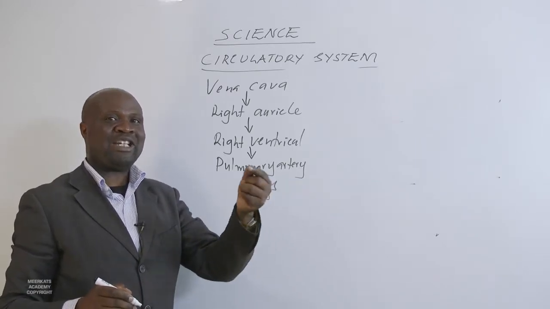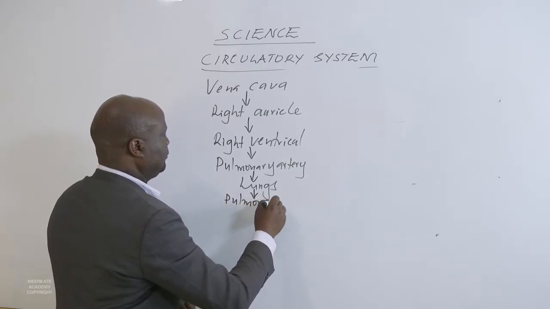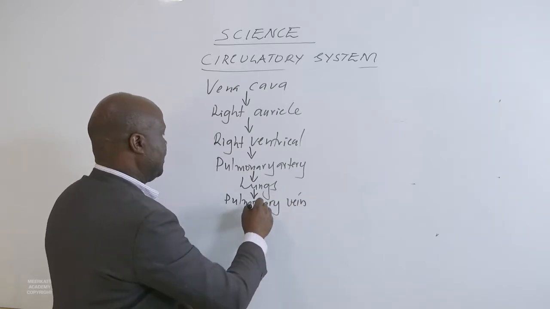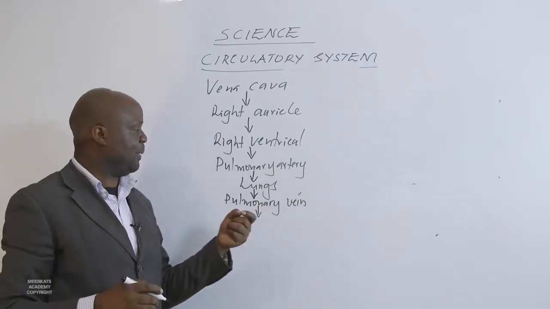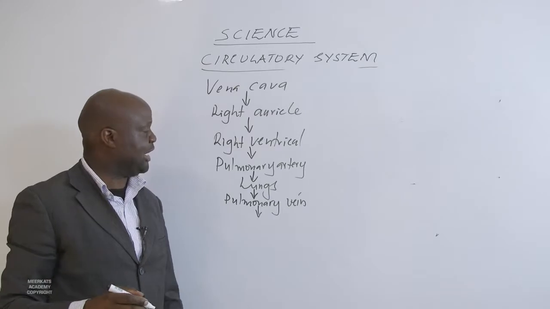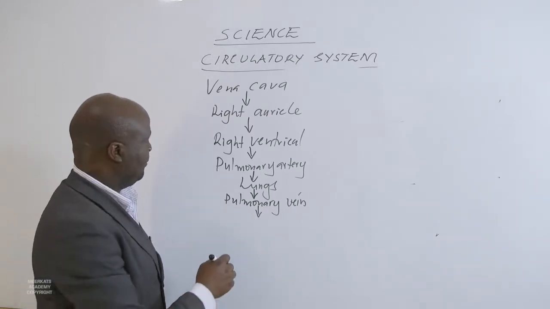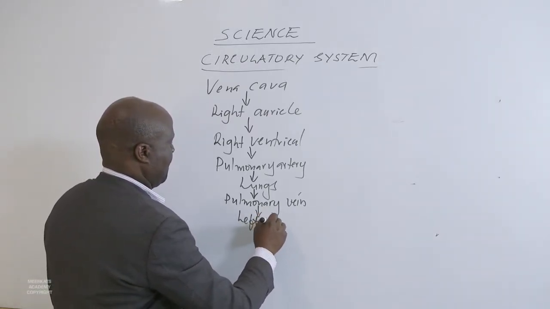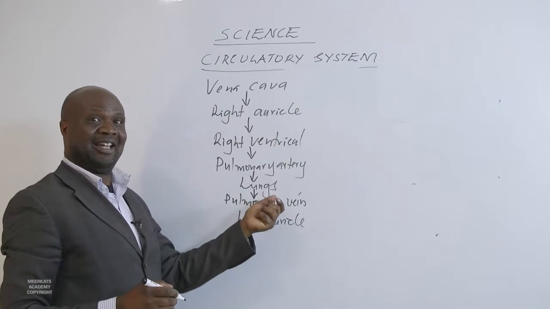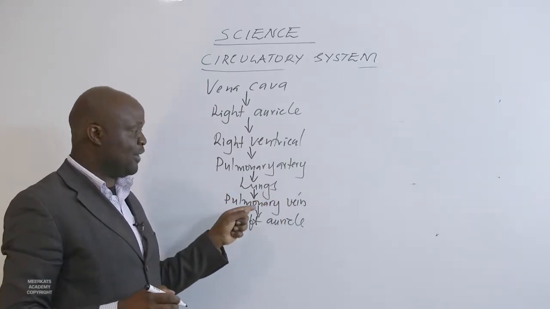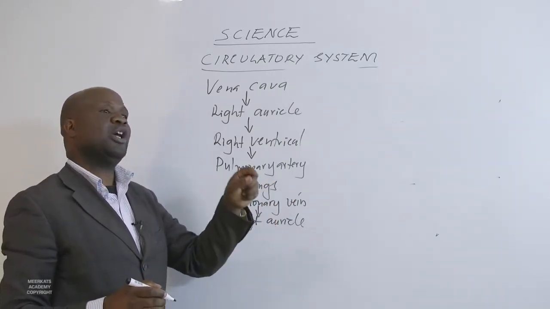Now from the lungs, the blood comes back to the heart, and it will only enter the heart through the pulmonary vein. There is the pulmonary vein. When it enters the heart through the pulmonary vein, it reaches another chamber called the left auricle. The blood will enter the heart via the pulmonary vein, the only vein that carries oxygenated blood. Other veins are known for carrying deoxygenated blood.